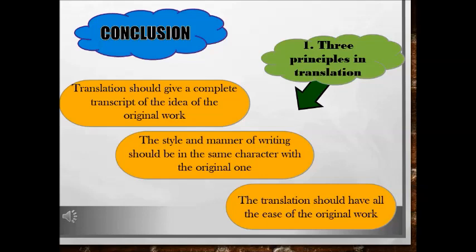Hello, I'm Trisna. I'm going to conclude all of the materials that have been explained by all of the presenters before. So the conclusion is, there are three principles in translation that should be considered by translators. The first one is the translation should give a complete transcript of the idea of the original work. The second one is the style and manner of writing should be in the same character as the original one. And the third one is the translation should have all of the ease of the original work.